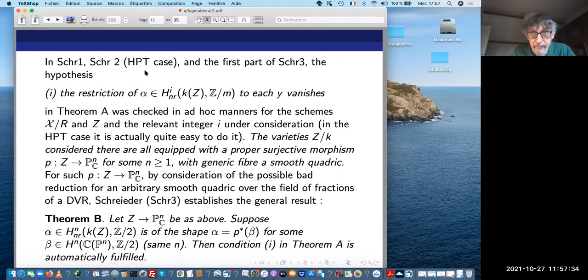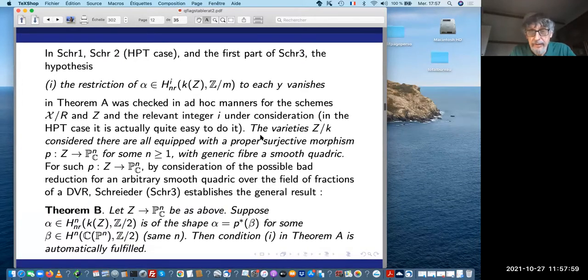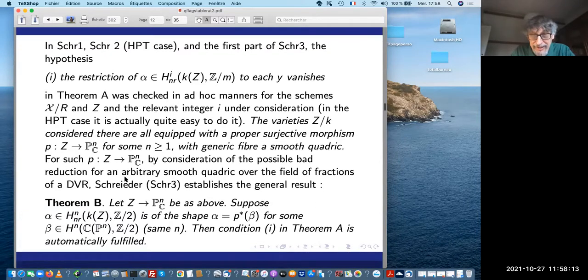So in the first papers, and in the first part of the third paper, the hypothesis which we were discussing is checked in ad hoc ways for the schemes X over R and Z and the ring under consideration. Okay, so in this case, there's a discussion of what the specialization, what the Z tilde looks like. Okay, in the HPT case, actually, it's quite easy to avoid it. But in all these cases, the special fibers are all equipped with a proper surjective morphism to P^n_C with generic fiber a smooth quadric. And then, so this is what I was answering in the question.